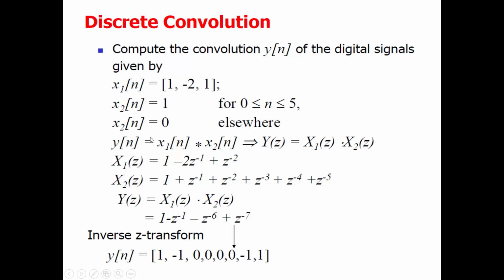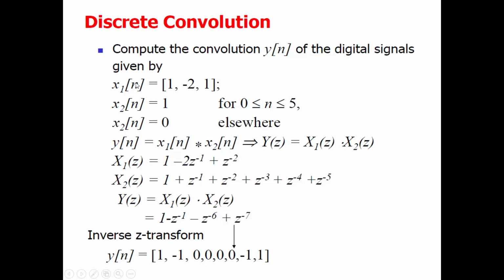So in the time domain, if the convolution of these two sequences gives us y[n], this is the convolution sign. But if we take the z transform, we know that the convolution in the time domain will become, in the z domain, the multiplication of the two sequences.